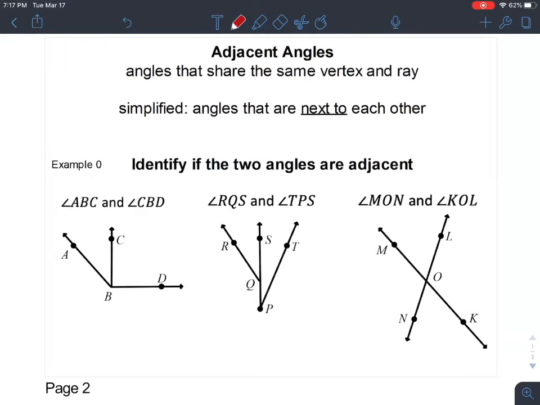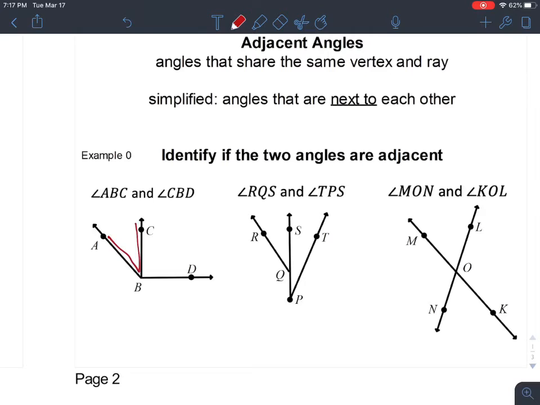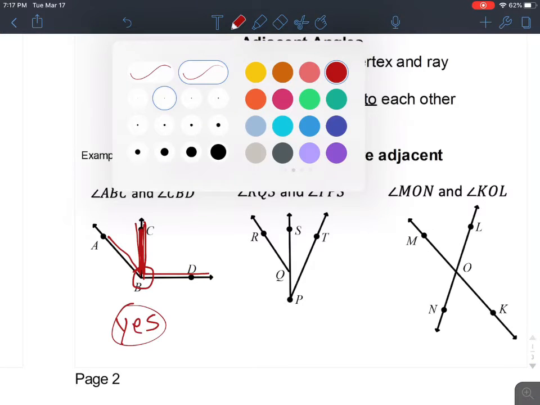So the first one, ABC and CBD. This one right here is angle ABC, and this angle here is CBD. Both of them have a vertex at point B, and they happen to share a ray, which is right here in the middle, BC. So yes, these are going to be adjacent angles.